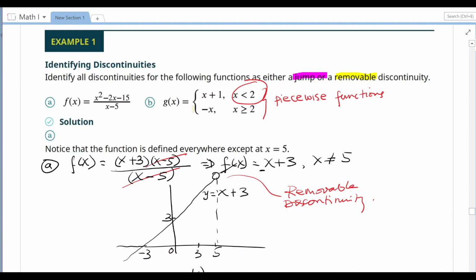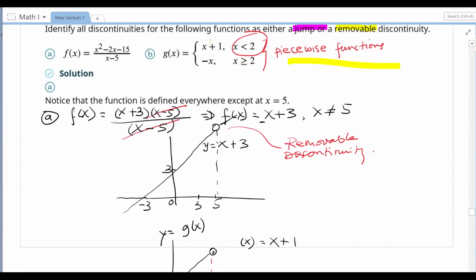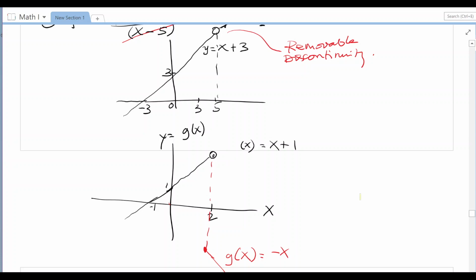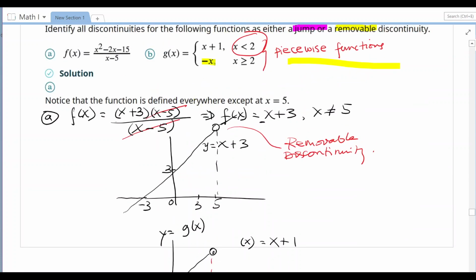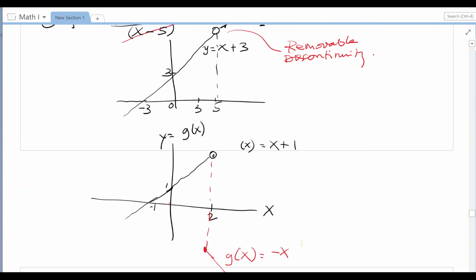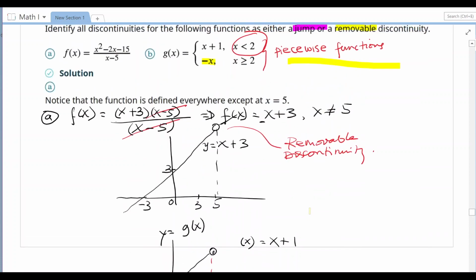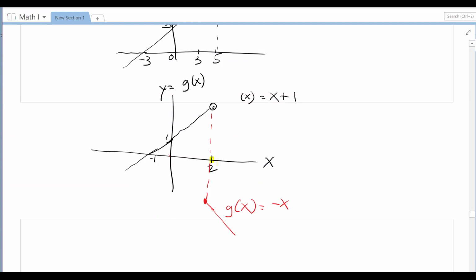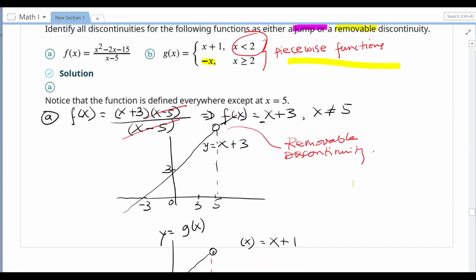On part B, g of x is a piecewise function, equal to x plus 1 when x is less than 2 and equal to negative x when x is greater than or equal to 2. So x plus 1 is shown here. This is x plus 1, and then the graph of negative x is shown here at g of x at x equals 2. This one. As we can see, there is a jump discontinuity at x equals 2.